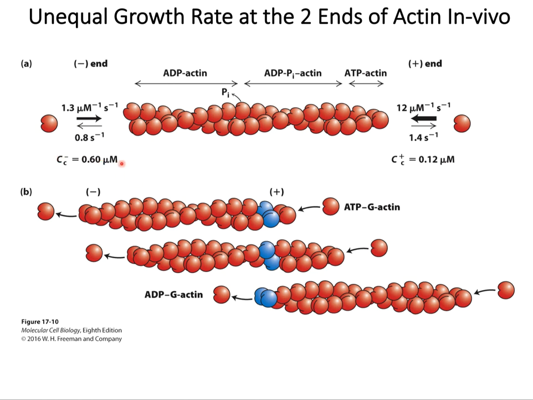So what does that mean? Thus, at less than 0.6 micromolar concentration, something like in a cellular condition like 0.3 micromolar, the minus end will lose actin subunits. But at the same time, at the plus end, 0.3 micromolar is higher than the critical concentration, and the subunits are going to be added and the chain will grow at the plus end. But it will lose actin subunits from the minus end, and this treadmilling will continue. That means addition of new G-actin at the plus end, and these will move towards the minus end to get depolymerized.